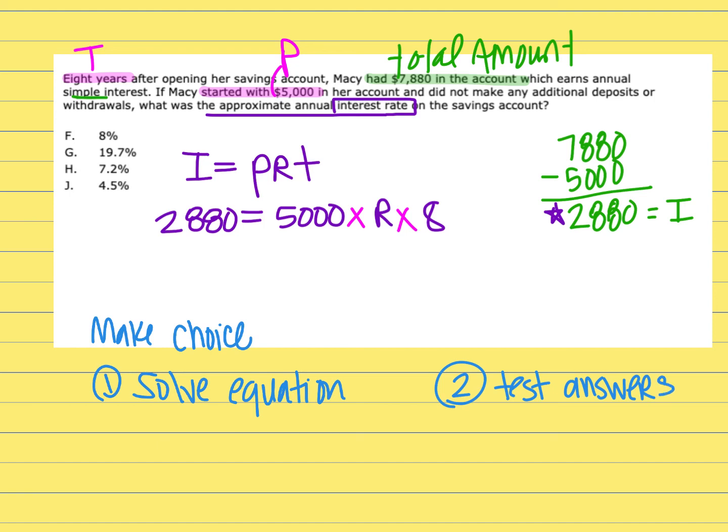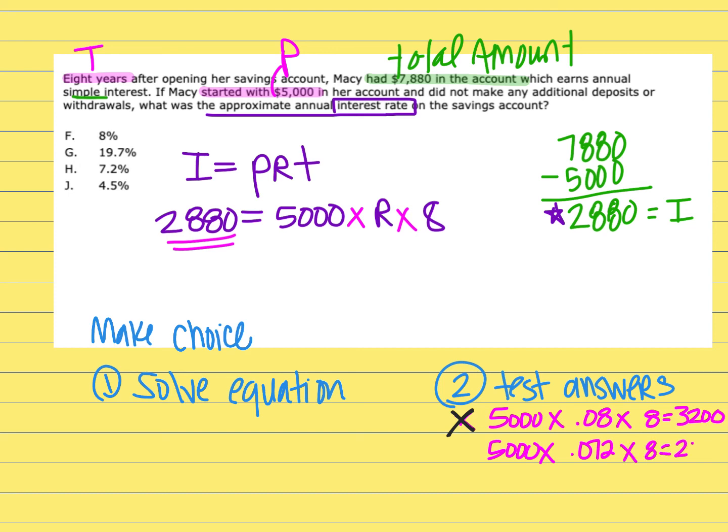If you want to test out the answer choices, what you would do is I would say 5,000 times and then pick the first interest rate, 0.08, and then I know it's 8 years. Well, when I work that out, it actually is 3,200, but the question says I'm supposed to be getting 2,880. Okay, so that is totally wrong. Then I would test out the next answer choice, 5,000 times, well, if I knew that one was too big, then G would also be too big, so I could skip down to the next one. 0.072 times 8. When I times that together, I actually do get 2,880. So then this percentage would be the right one.